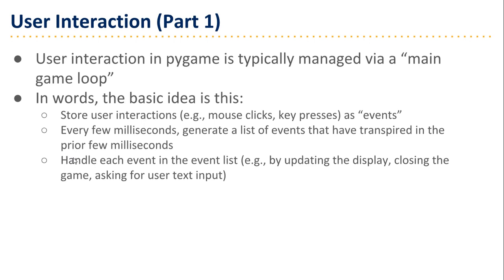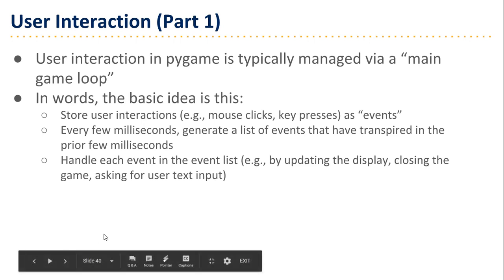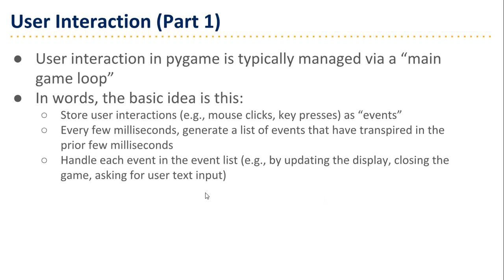And then for each event that we get in our event list, we'll handle it in some way. And how we handle it is up to us as programmers. We could choose to update the display, close the game, ask for input. Depends on the program you're writing, but we'd want to handle the events that happen. And then we just repeat this process indefinitely until the game ends. That's the basic idea.